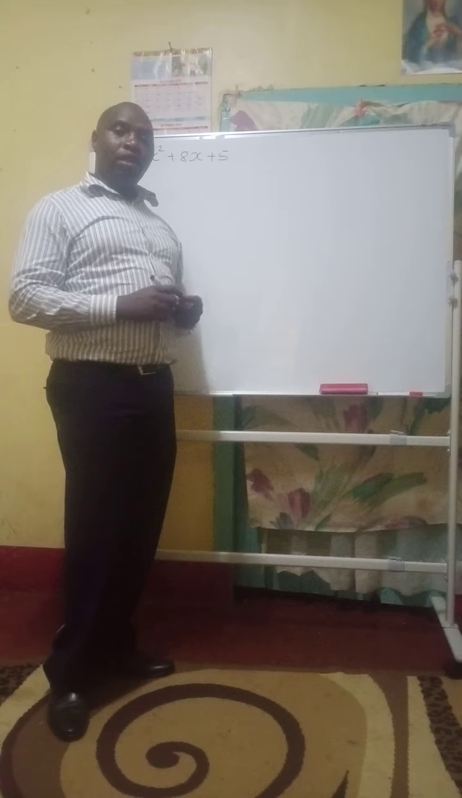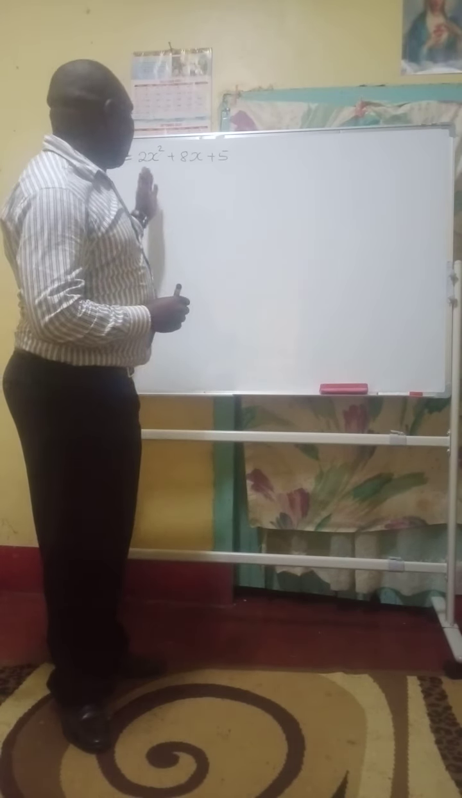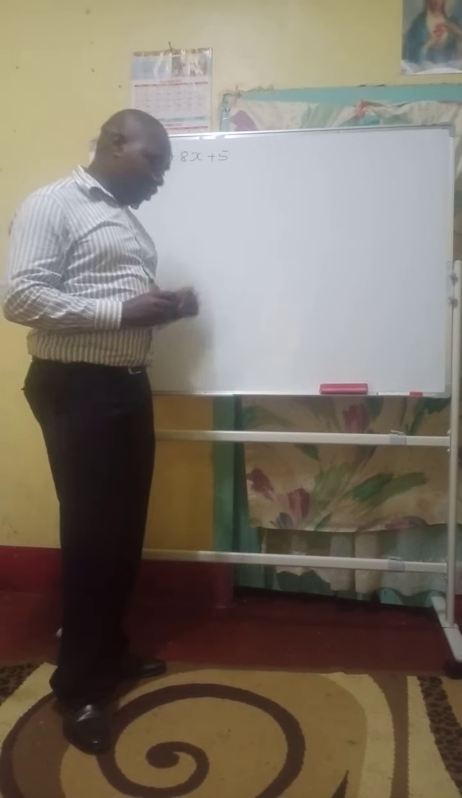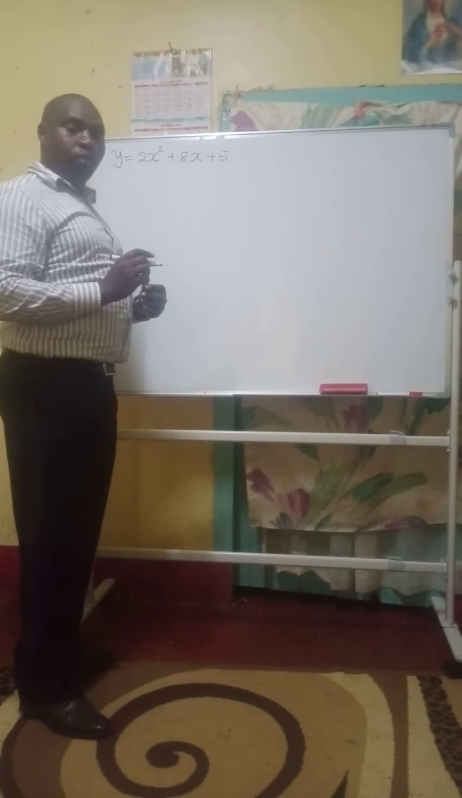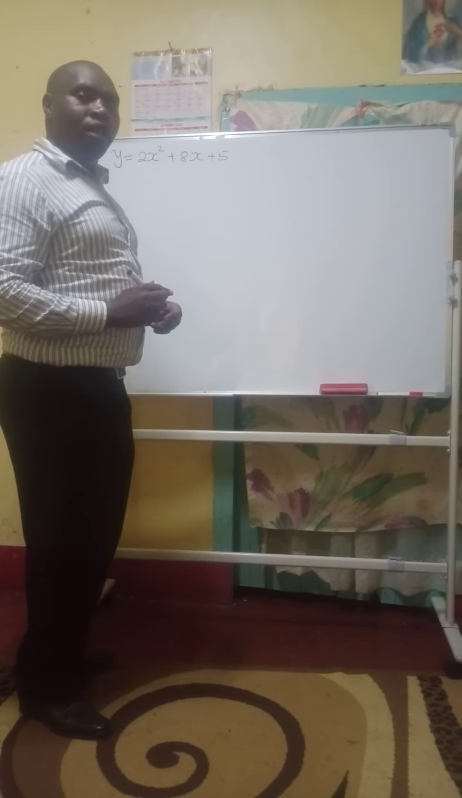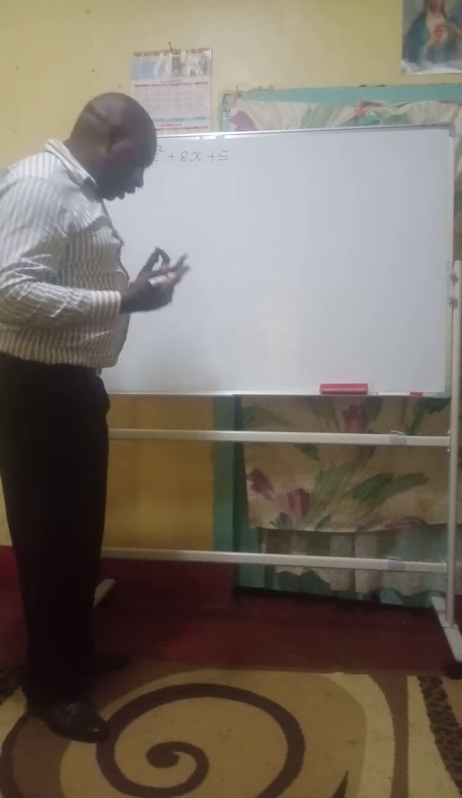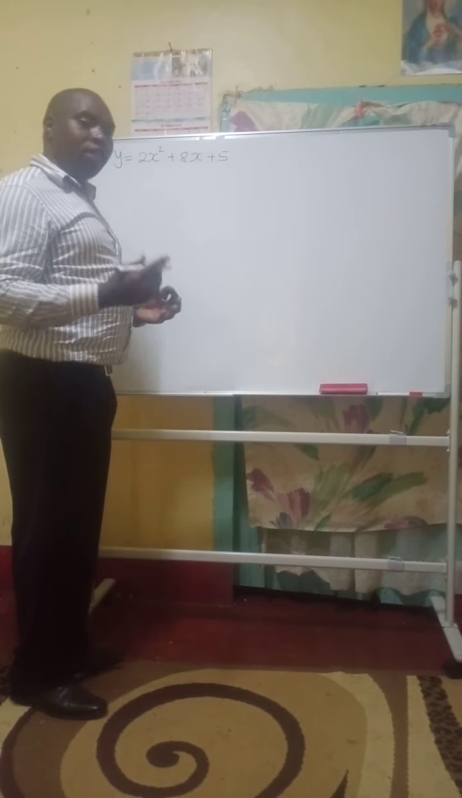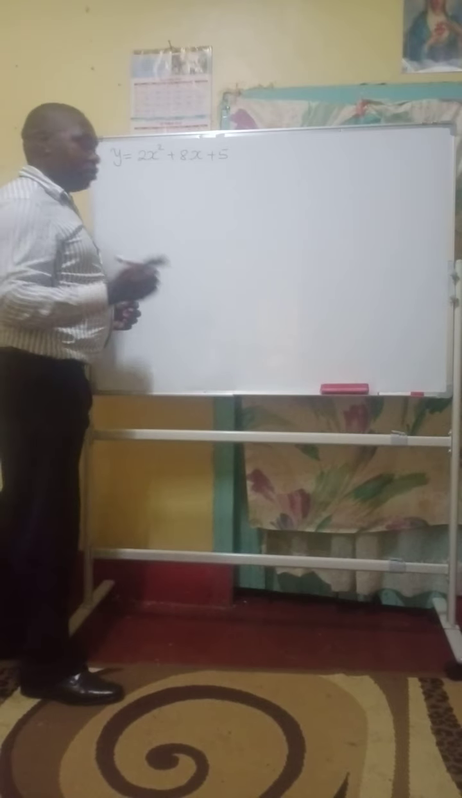You can tell that you're dealing with a curve by checking at the highest power of the variable that you are given. In this case, the highest power of this x is actually 2. So if the power is more than 1, then know that you're dealing with a curve. And if you are required to determine the gradient of a curve, then you do it as follows.